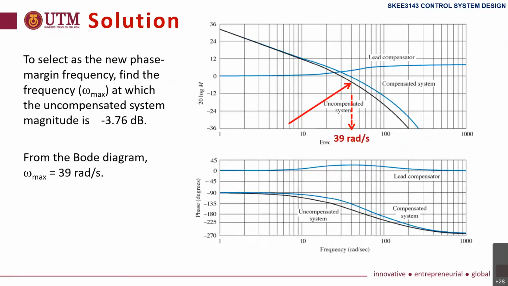Okay, here minus 3.77, or here I use 3.76. From the graph, here is minus 3.77. And the one here is 39 radian per second. This is omega, omega when the magnitude equals minus 3.76 or 3.77 dB.